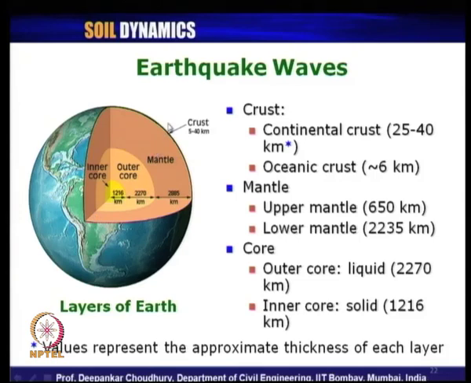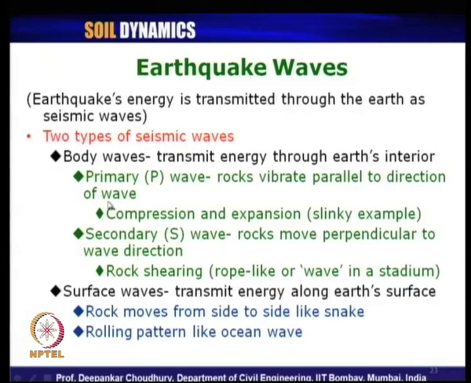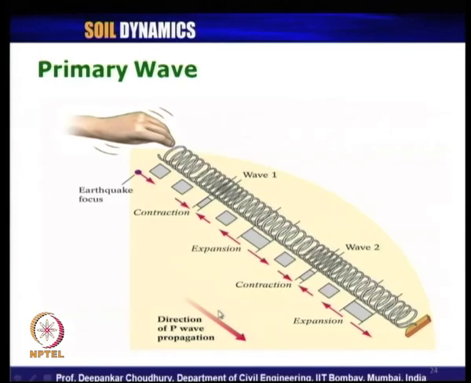Then we talked about the different layers of the earth, which we learnt in our earlier geology course in undergraduate. It is composed of crust, then mantle and then core. The crust can be continental crust and oceanic crust, the mantle can be upper mantle and lower mantle, and the core can be outer core and then inner core. Then the two types of seismic waves we have mentioned: body waves transmit energy through the earth's interior, that is, primary wave and secondary wave get generated, and surface waves transmit energy along the earth's surface.